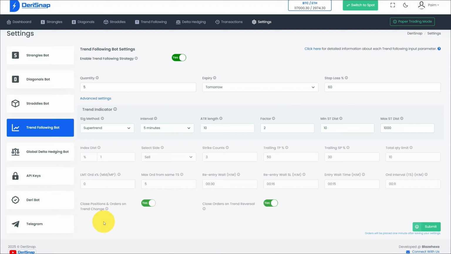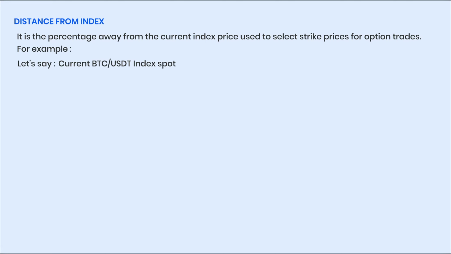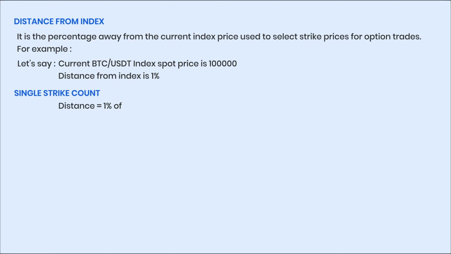Once the indicator selection is done, you need to define other input parameters for your trade. Distance from index. It is the percentage away from the current index price used to select strike prices for option trades. For example, let's say the current BTC USDT index spot price is 100,000. Distance from index is 1%. For a single strike, distance, 1% of 100,000 is equal to 1,000.